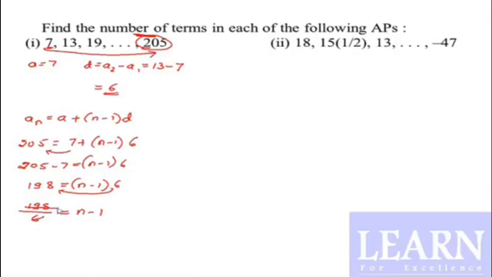6 threes are 18, remainder 1, and 6 threes are 18. So n minus 1 is equal to 33. So n equals, the minus 1 goes to the other side and becomes plus. That is nothing but 33 plus 1, which becomes 34. They asked to find the number of terms. So the number of terms in this AP is 34. Just write one sentence at the last: the number of terms in the given AP is 34. Now we'll solve the next one.